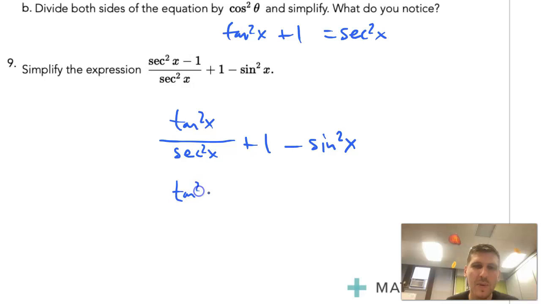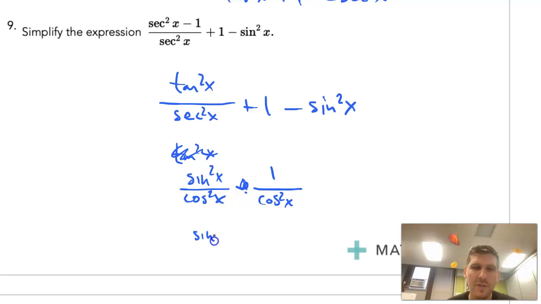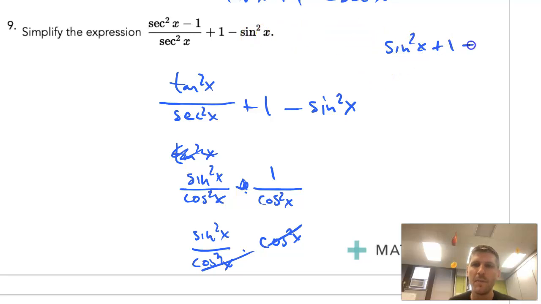Well, I know tan squared x is equivalent to, let's rewrite that as sine squared x over cos squared x, and I'm dividing that by secant squared x, which is 1 over cos squared x. So instead of dividing, I could think about that as multiplying by the reciprocal, and then that's just going to give me this cancellation. Bang, bang. So all of this simplifies just down to sine squared x plus 1 minus sine squared x. Look, those cancel, so all of this just equals 1.